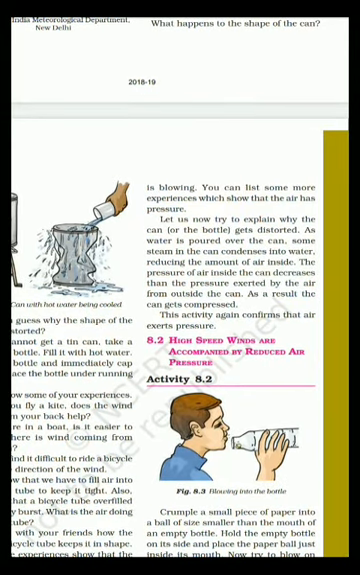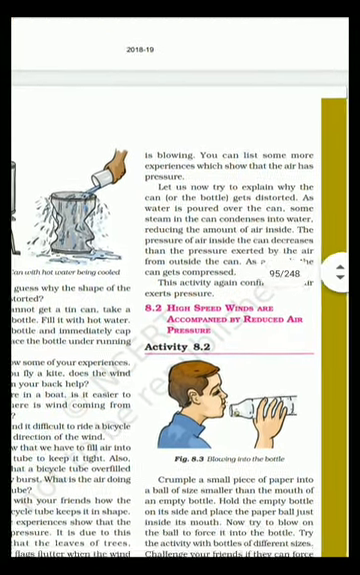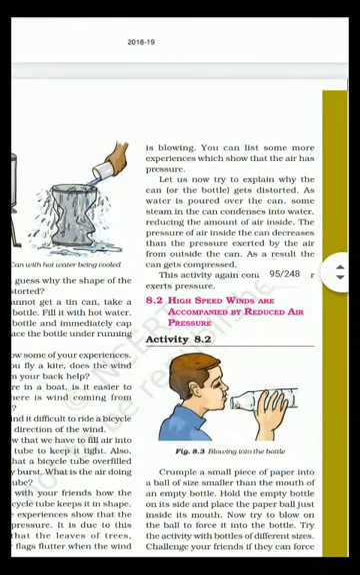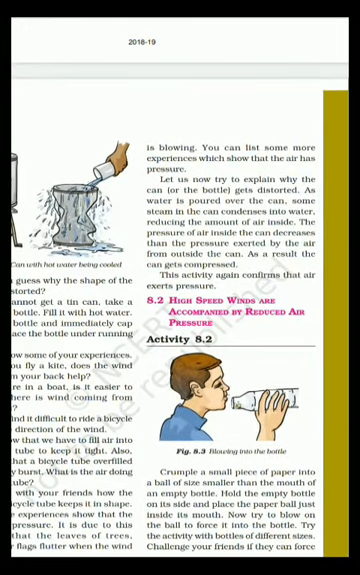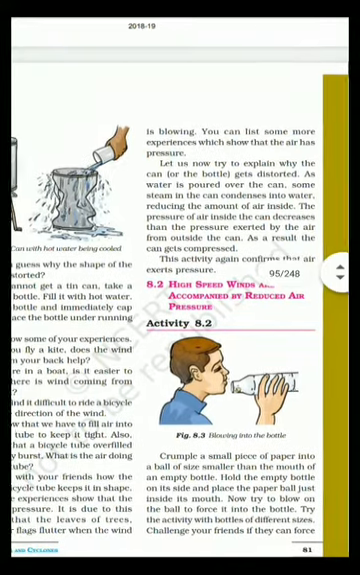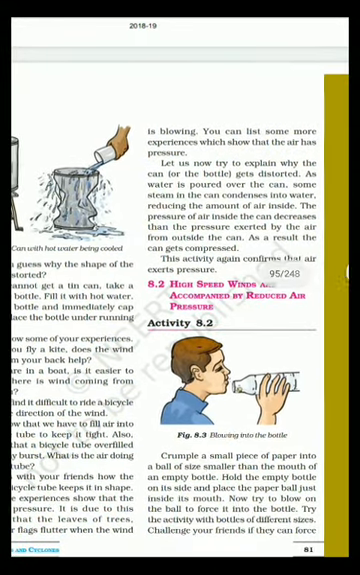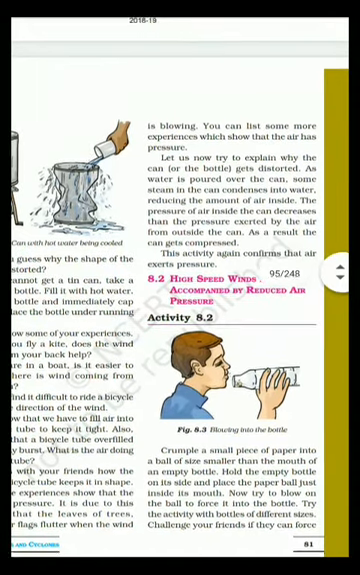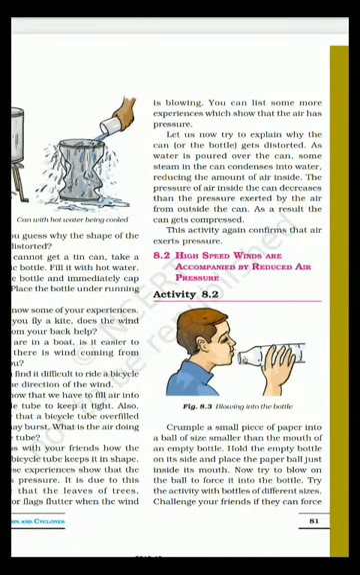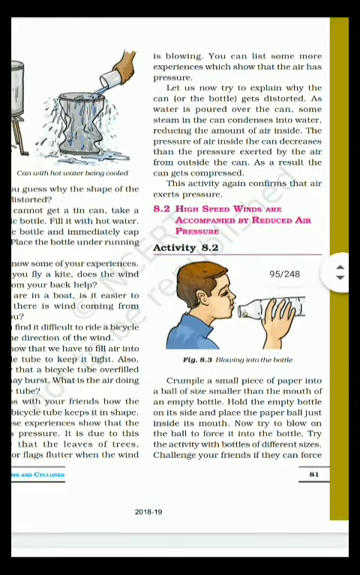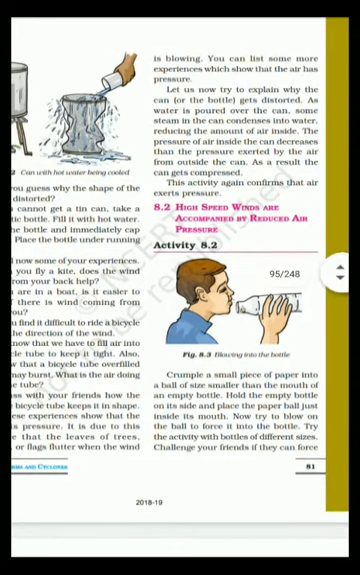The reason is, as water is poured over the can, some steam in the can condenses into water, reducing the amount of air inside. So the pressure of air inside the can decreases below the pressure exerted by the air from outside the can. As a result, the can gets compressed. This activity again confirms that air exerts pressure.